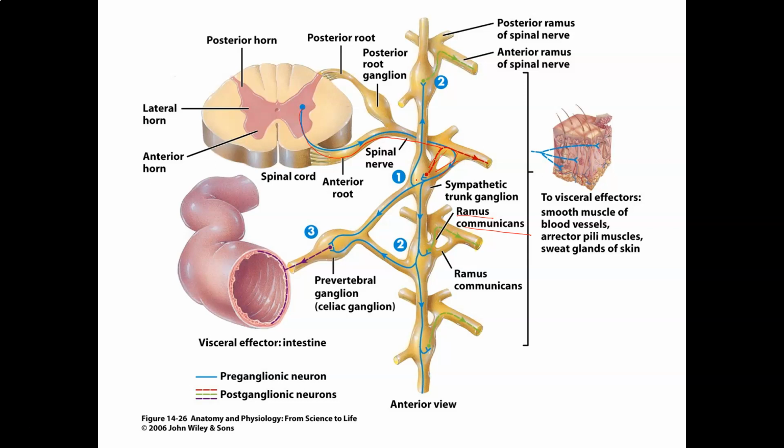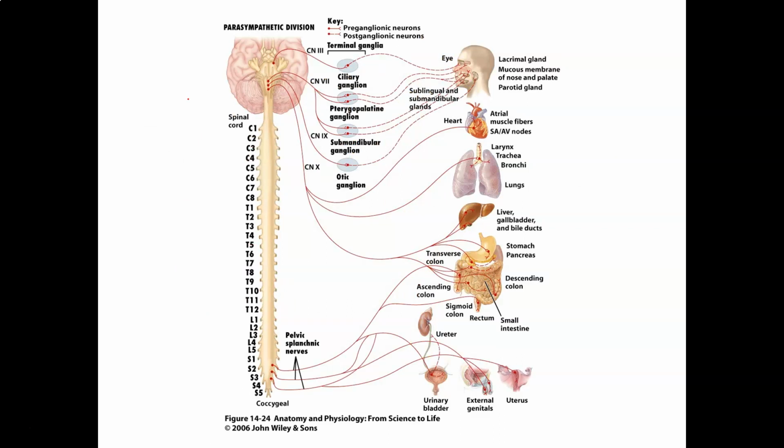For the parasympathetic division, it's quite different. Notice they're way up here in the brain, not even in the spinal cord, and then way down in the sacral part of the spinal cord in the lateral horn. So this division they sometimes call the craniosacral: cranial for head, sacral for the inferior part of the spinal cord. So that's where the preganglionic cell bodies are for the parasympathetic.